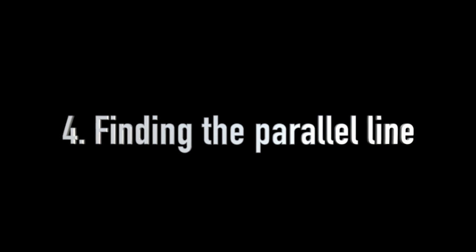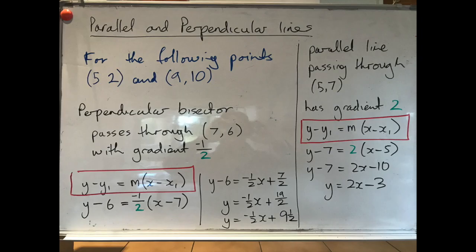Now to figure out the parallel line, we're talking about the parallel line that passes through the point (5, 7). So once again, I've got a gradient for parallel, it's the same, so it's 2. I've got a point (5, 7), and I just put it into my rule of y minus y1 equals m times x minus x1. And I do my algebra to figure out that the equation of the parallel line is y equals 2x minus 3.